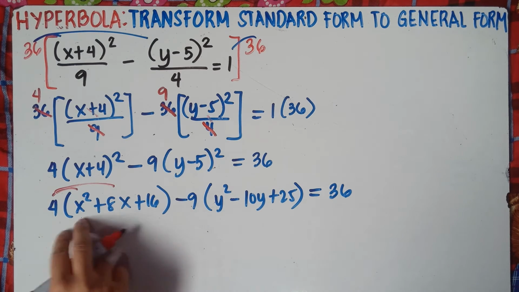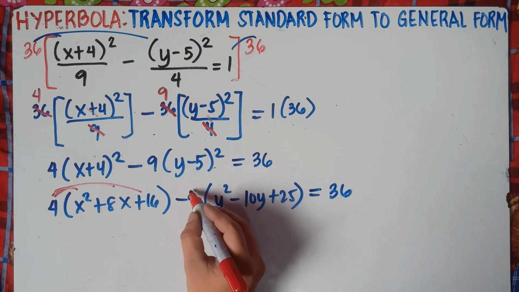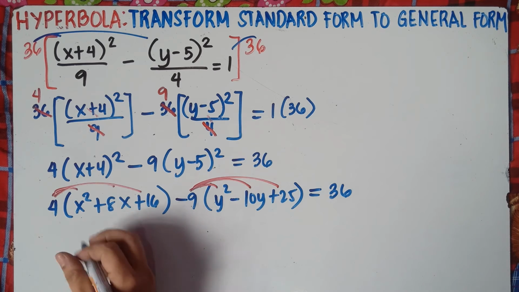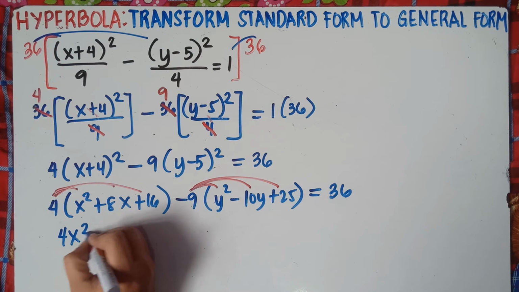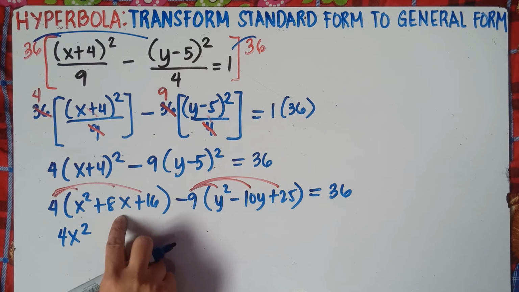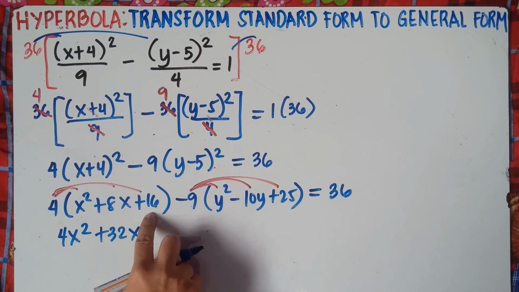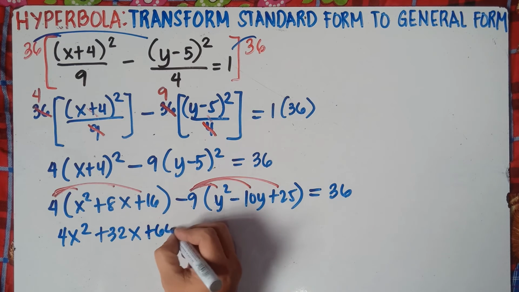4 times these 3 terms. You distribute, plus. Same with 9. So you distribute. This will be 4 times x squared, that will be 4x squared. 4 times 8x, that's positive 32x. 4 times 16, that's positive 64.